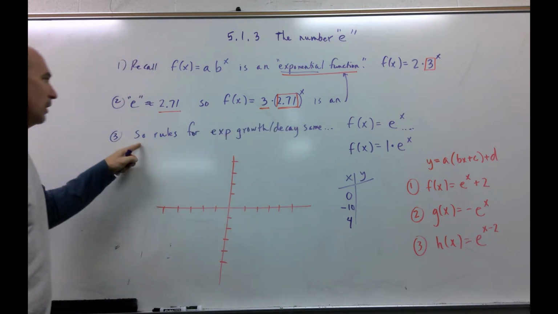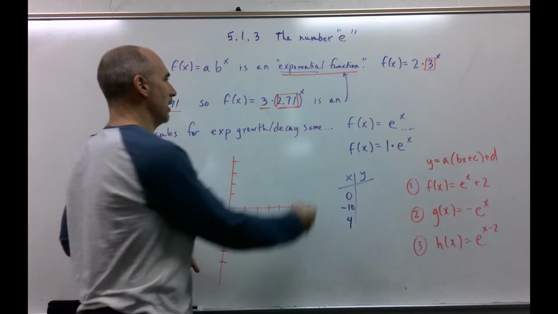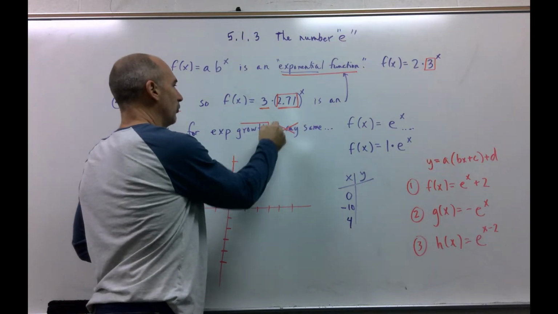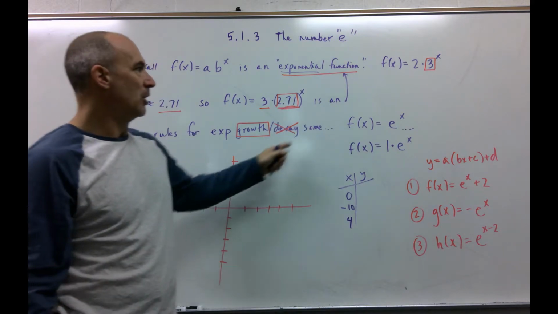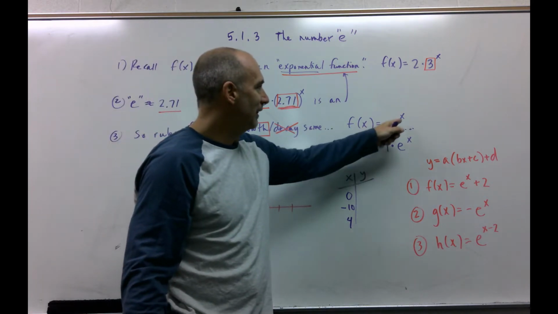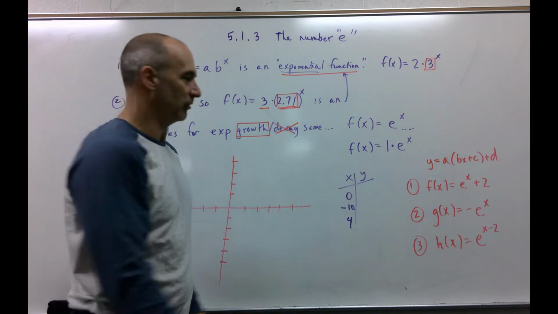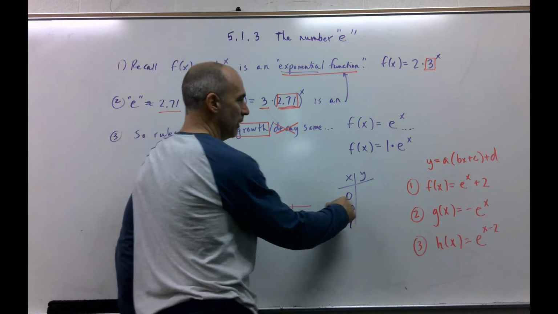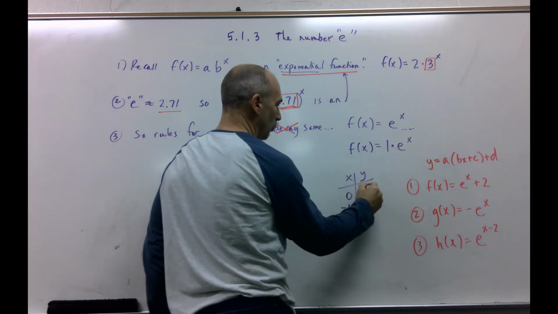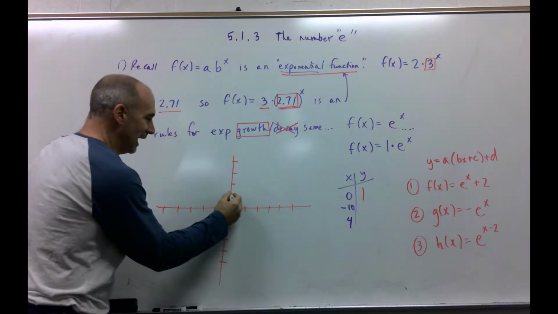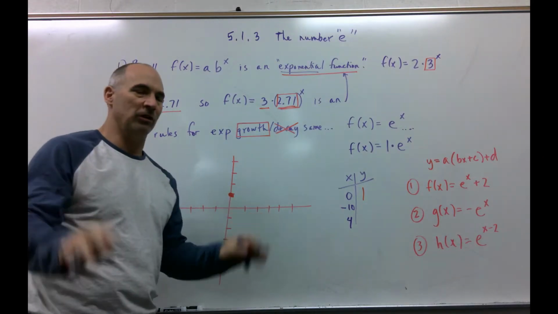So, the rules for exponential growth and decay are the same. Now, this isn't decay, this is growth, because our b is greater than 1. So if we look at f of x equals e to the x, and I pick three little, not so random numbers, always go with the 0, because e to the 0 power is 1, so 1 times 1 is 1. That is a go-to point for exponential functions.